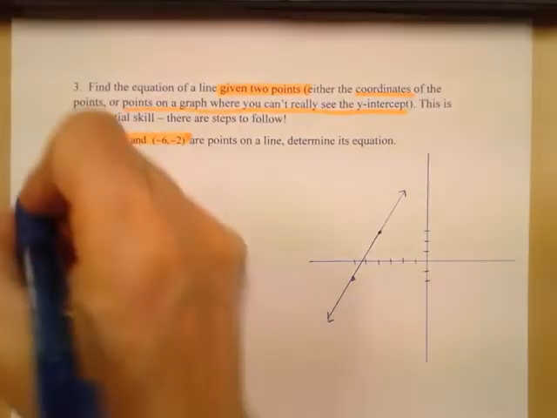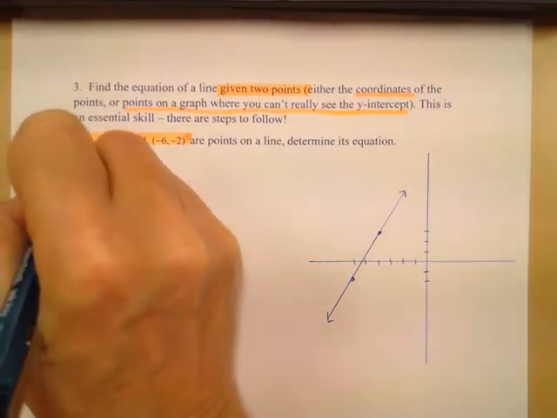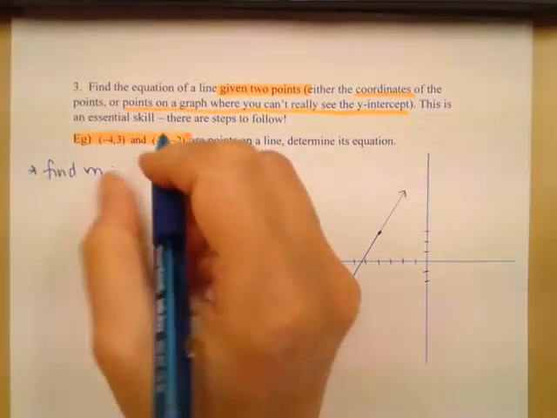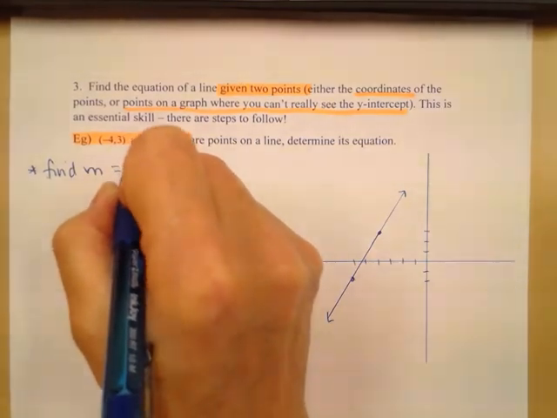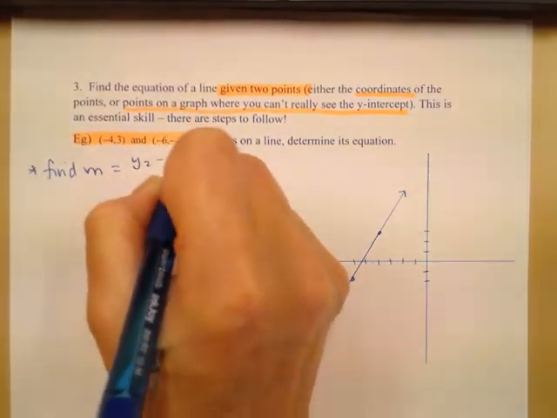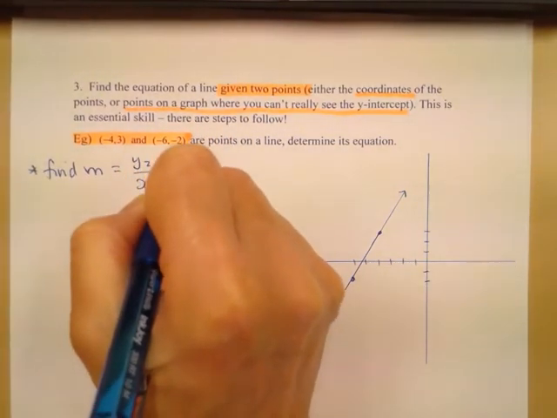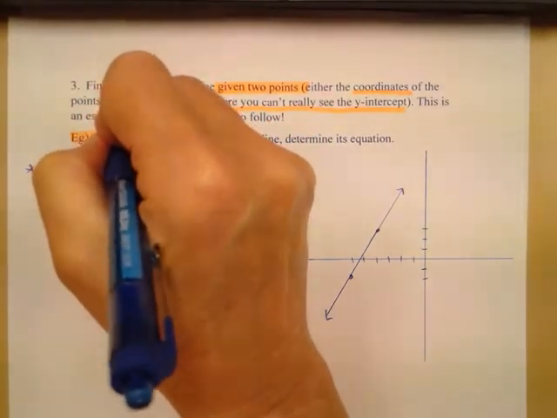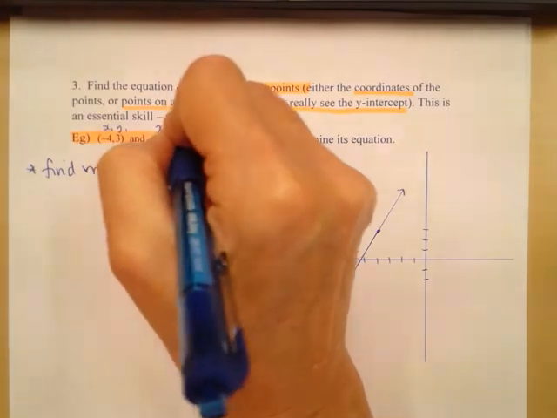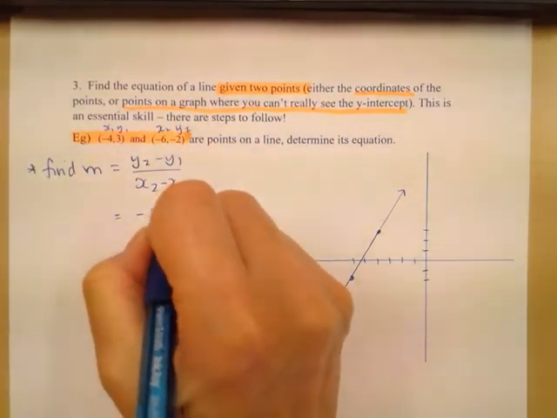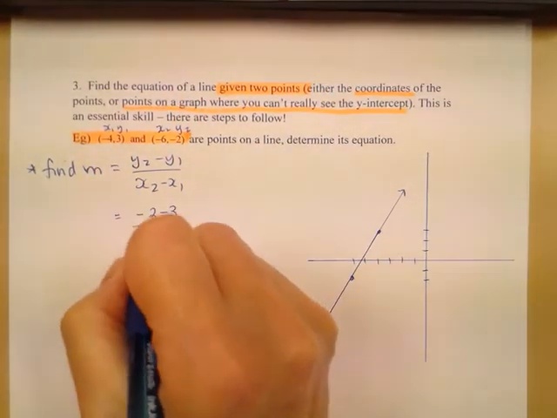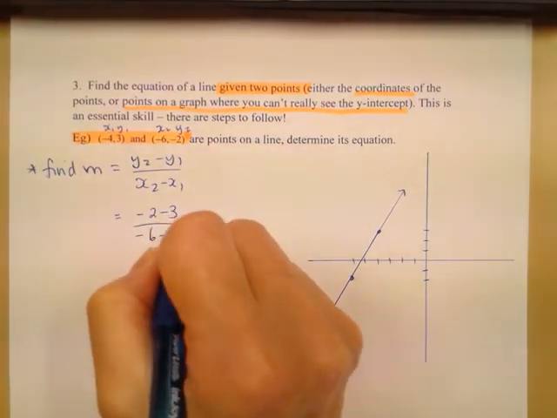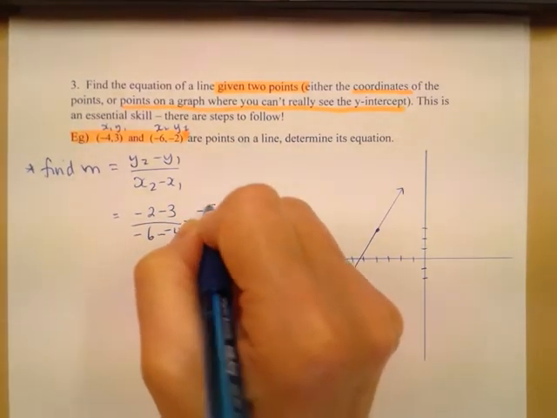Okay, so the first thing I'm going to do is find the m. And I find the m using, you guessed it, y2 minus y1 over x2 minus x1. So I'm going to do that right here. x1, y1, x2, y2. I'm going to do -2 minus 3. Be careful with the negatives. -6 minus -4. So this is -5.